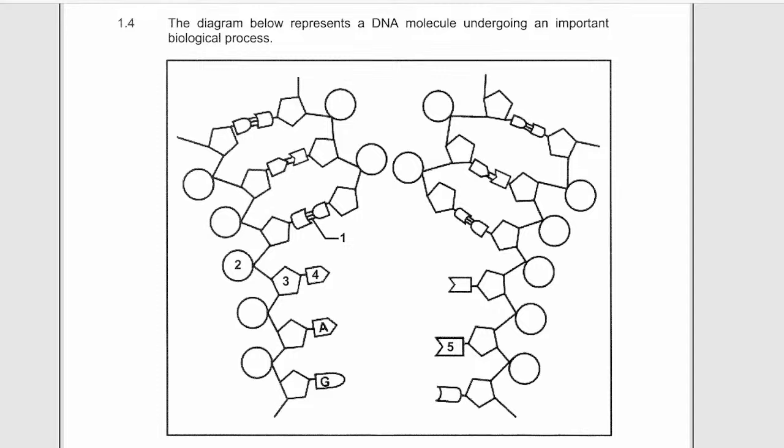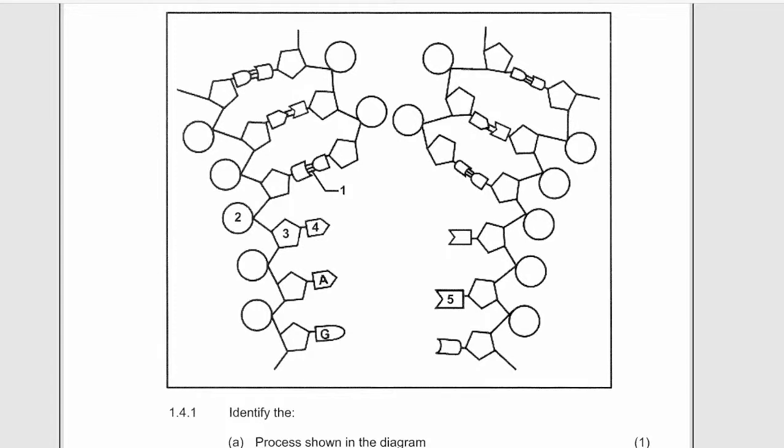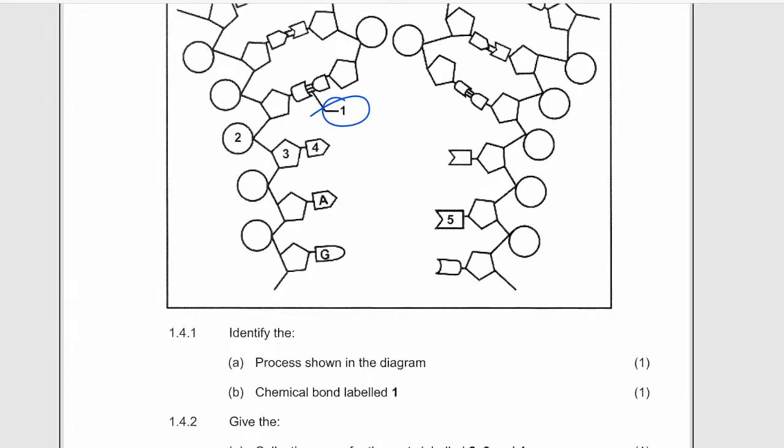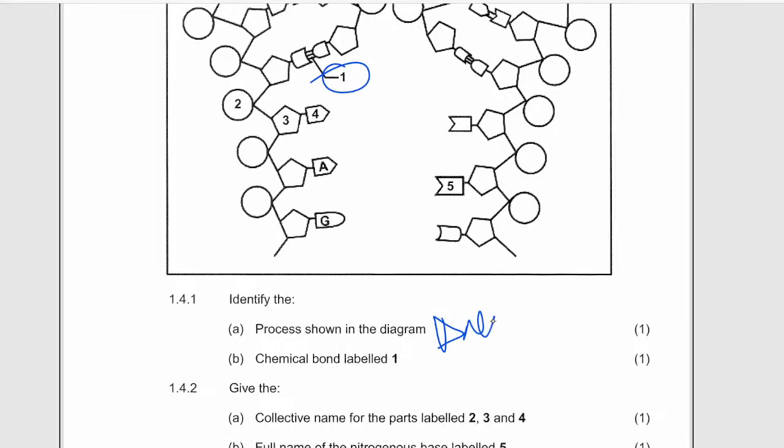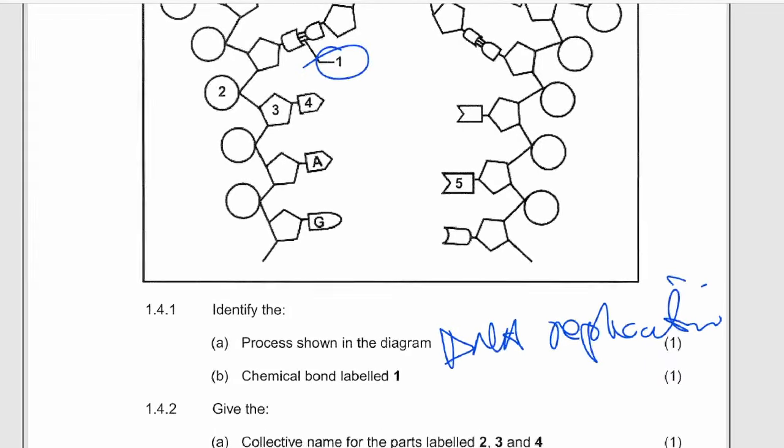Thank you. All right. The diagram below represents the DNA molecule undergoing an important biological process. I told you this. People, if you messed up when I emphasized this, I'm going to fight you. Identify the process shown above. Because we are forming two new DNA, therefore it is DNA replication. I expected everyone to get these answers.